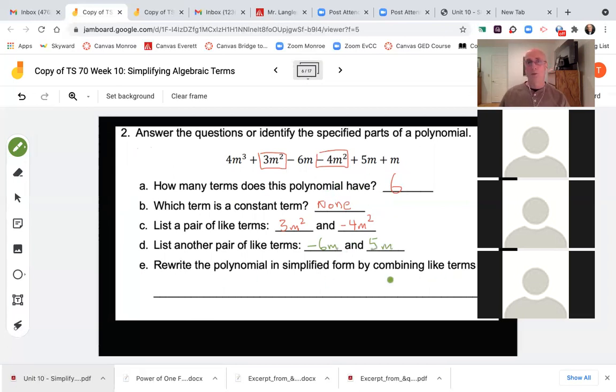Rewrite the polynomial in simplified form. They want us to simplify the whole thing. Okay, all right, so I've got 4m to the third.